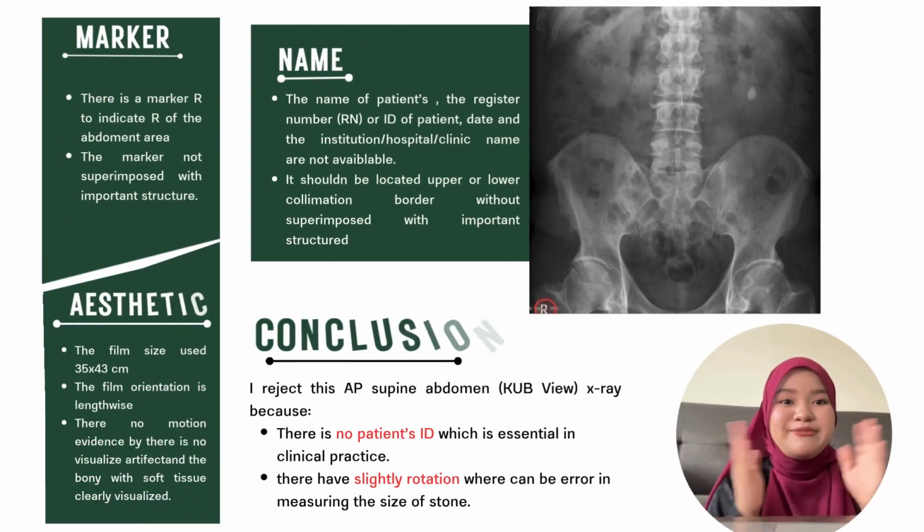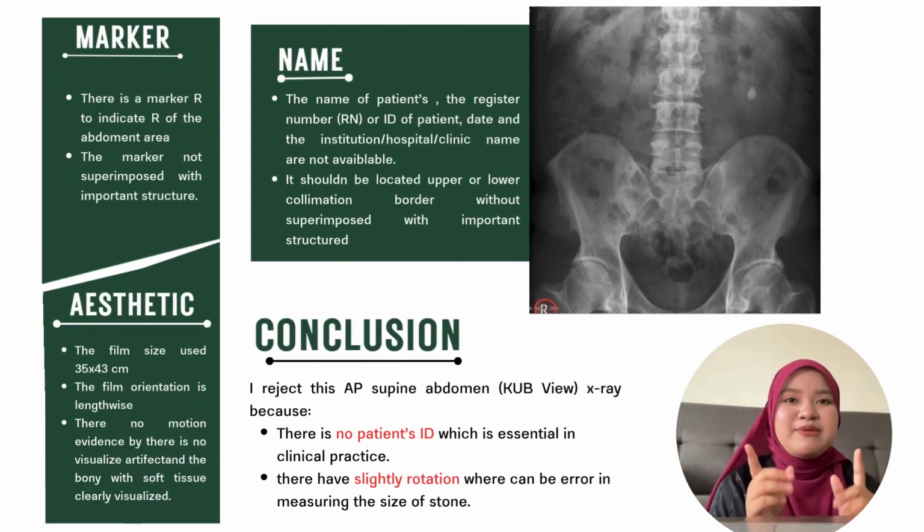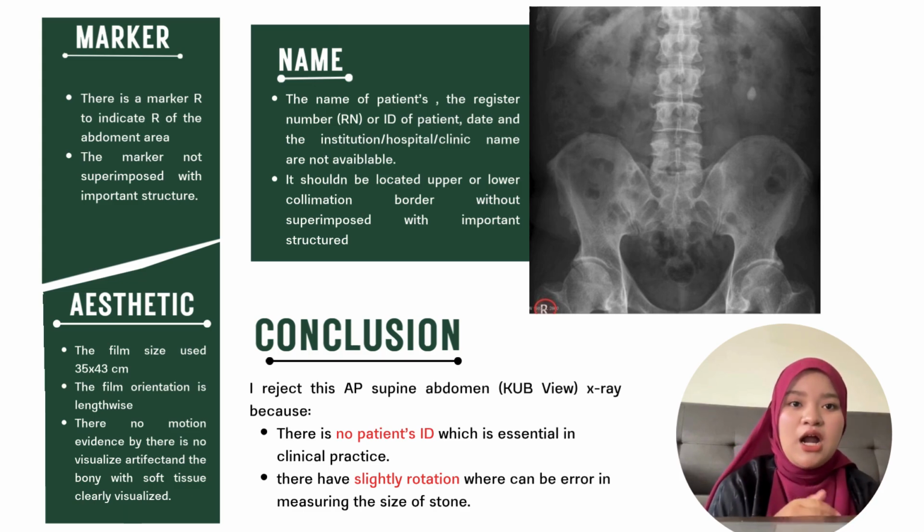So now we move to the MAN. So what is MAN? M stands for marker. There is a marker R to indicate the right abdominal area. The marker is also not superimposed on important structures.